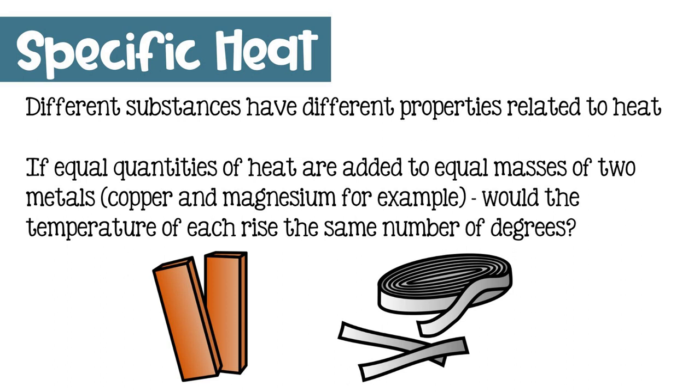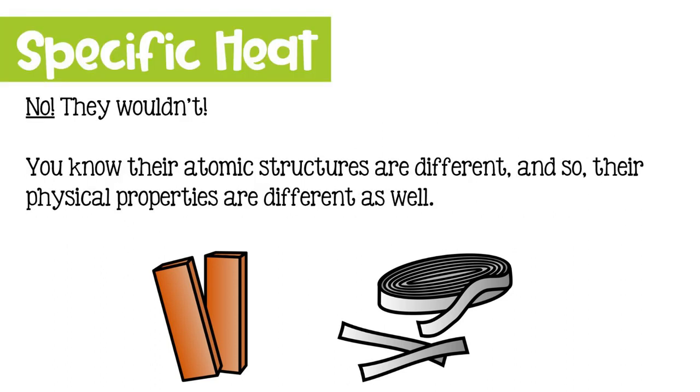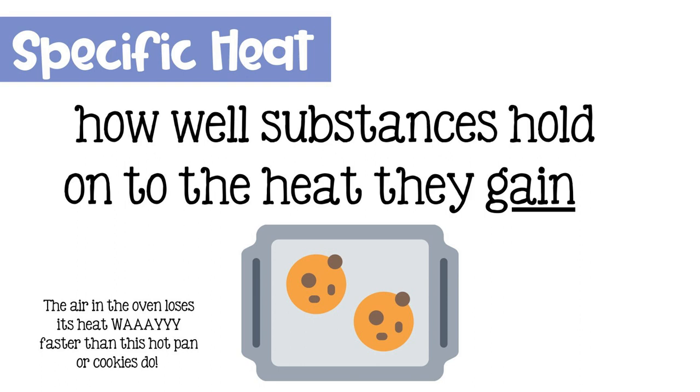Well, different substances have different properties related to heat. If equal quantities or amounts of heat are added to equal masses of two metals, for example, copper and magnesium, would the temperature of each rise the same number of degrees? Well, no, they wouldn't. You know, their atomic structures are different, and so their physical properties are different as well. Specific heat is the property that tells how well substances hold on to the heat they gain.